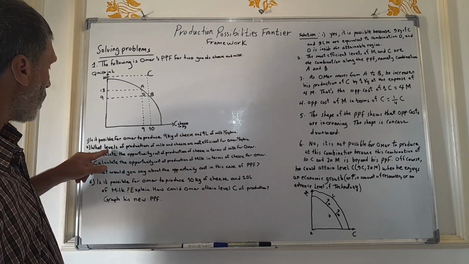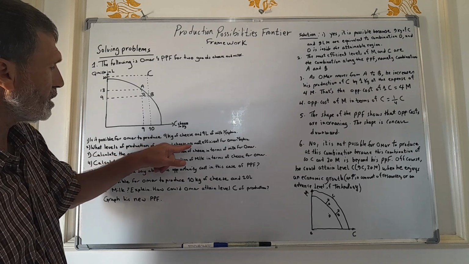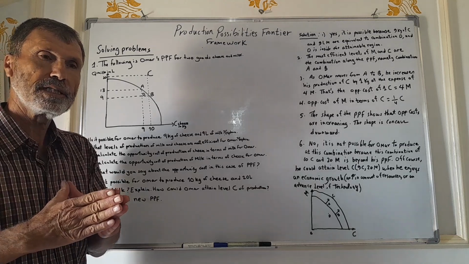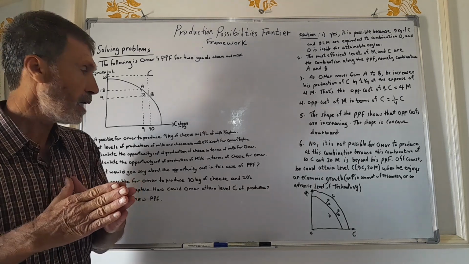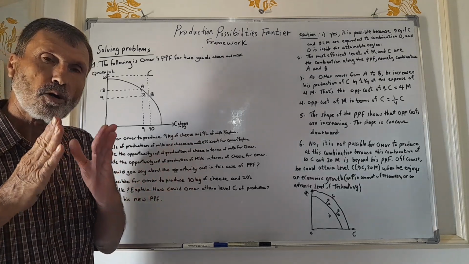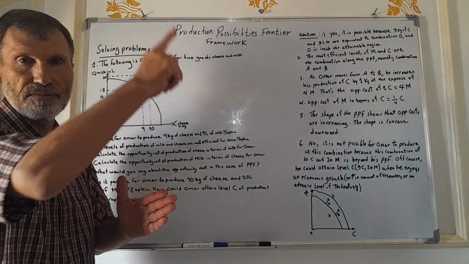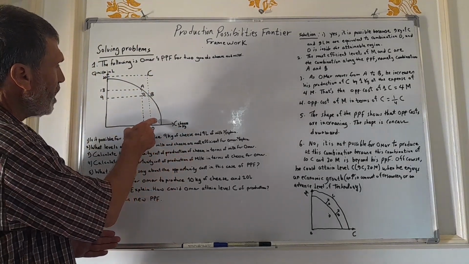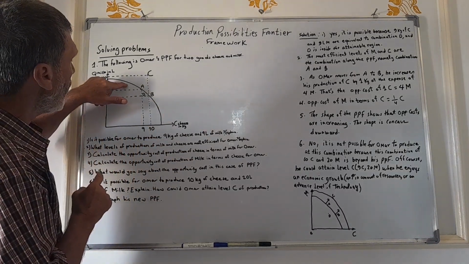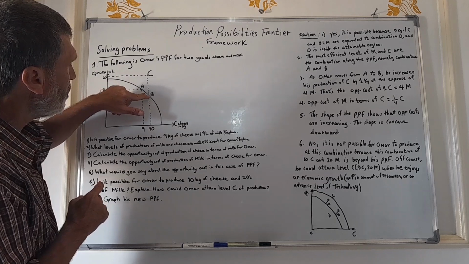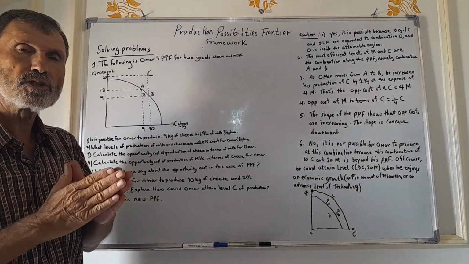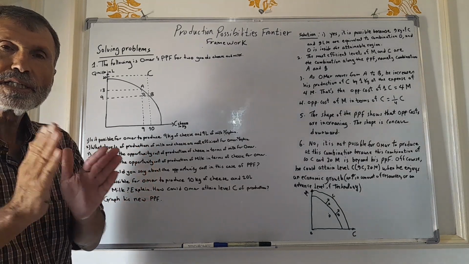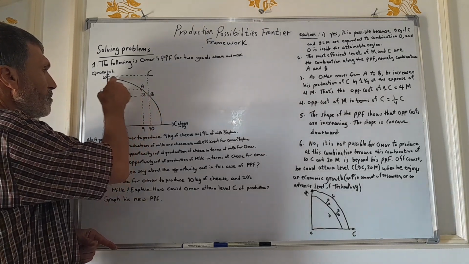Now, 2, what levels of production of milk and cheese are most efficient for Omar? So when we see or hear or read the concept of efficient, we're talking about the combinations that are along the PPF. All the combinations along the PPF are efficient. So we look at the PPF. What combinations are located along the PPF? We see A and B. So we say A and B are most efficient for Omar because they are located along the PPF.